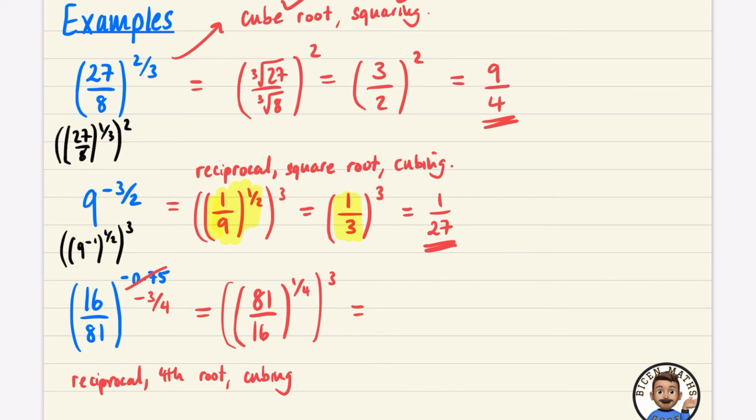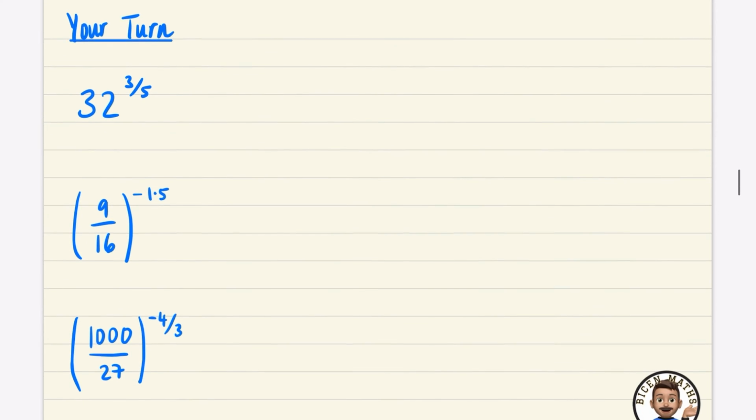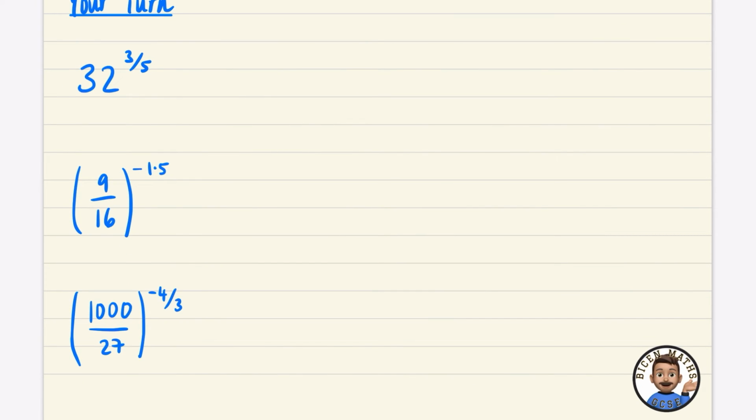So I'll do the fourth root of 81, which is 3, the fourth root of 16, which is 2, and that's going to be cubed. 3 cubed is 27, and 2 cubed is 8. If you don't want to do it with all of this extra language, I guess you could do it step by step and just tick off when you've done each of these things, as long as you end up with that 27 over 8. So pause the video, have a go at these 3 that you've got here, and see if you get the same answer as me.